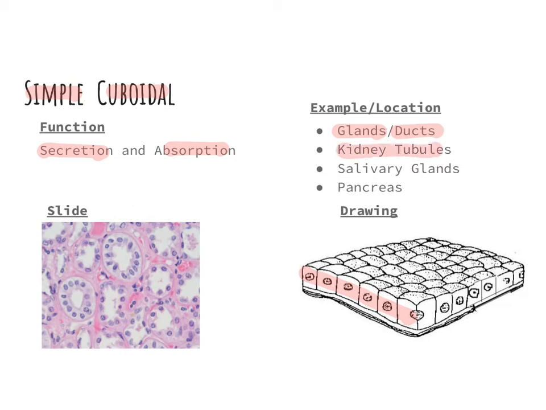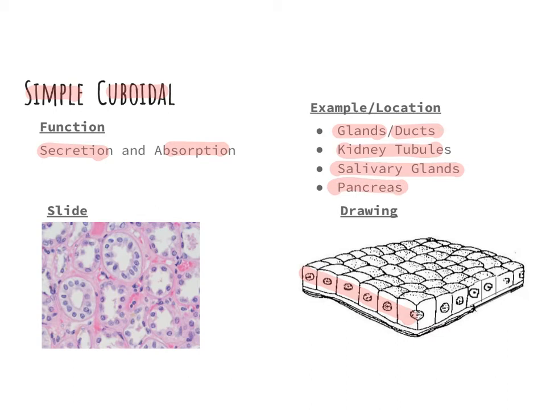Our kidney tubules, our salivary glands, which secrete saliva. It is the simple cuboidal tissue that makes up those salivary glands that allows for the secretion of saliva, and your pancreas, which secretes insulin.